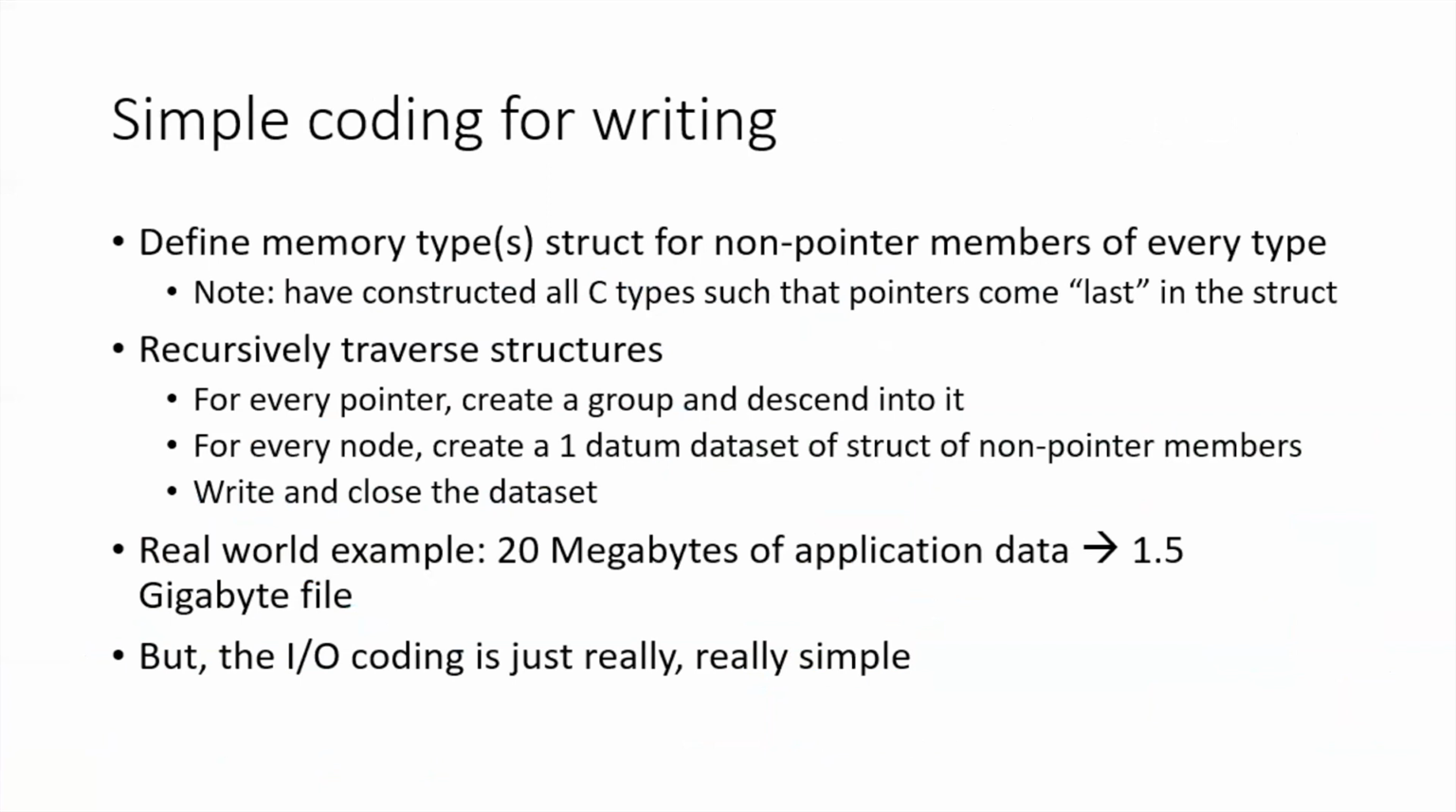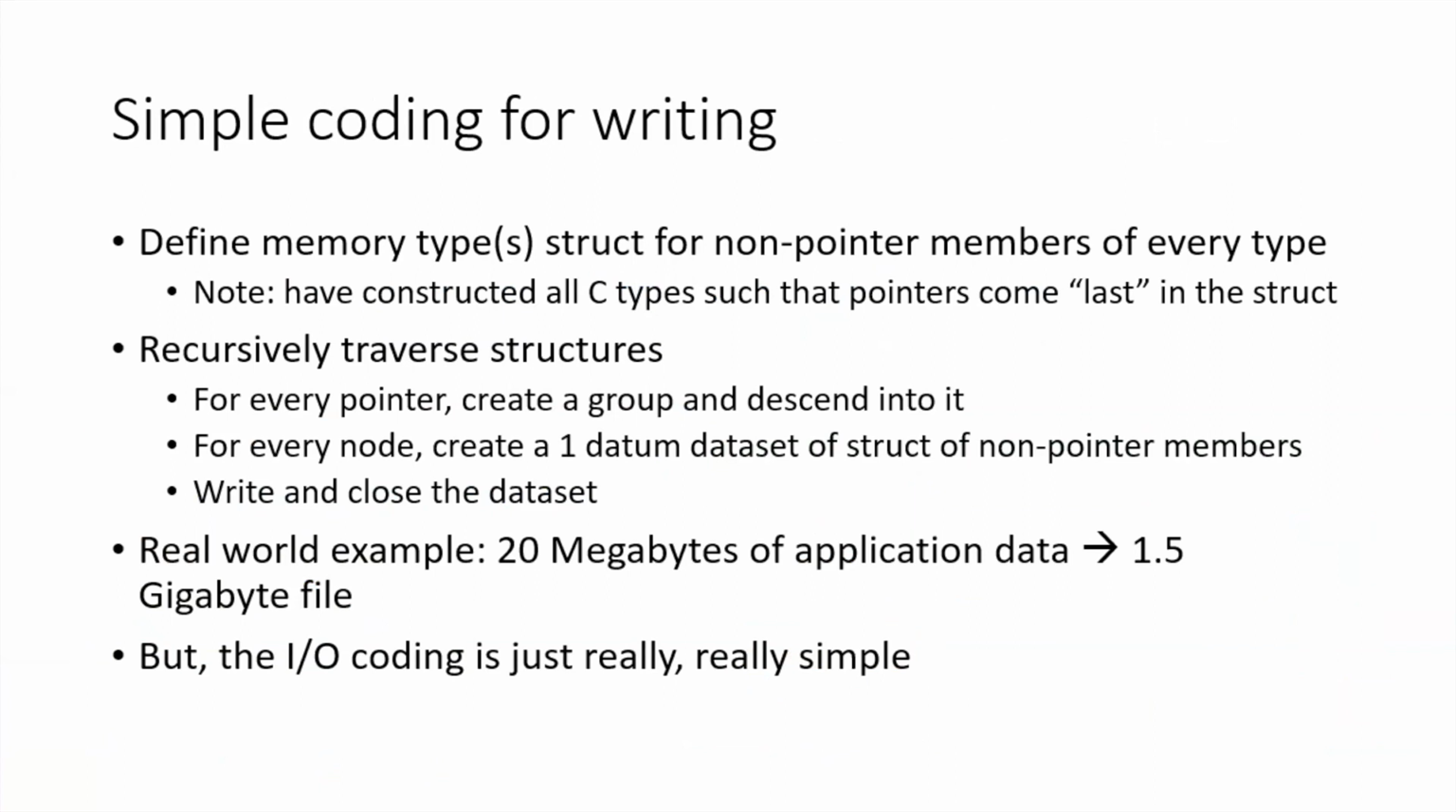The answer for a lot of developers that are completely naive to the HDF5 interface is we'll define memory types for all the non-pointer members of those three different types. And then we will recursively traverse those structures. And every time you cross a pointer, you create a group in the HDF5 file. And then every node, you create a one datum data set, which is all the members of that particular node. And that code to do that is just dirt simple. It's really easy to write. Unfortunately, it is horrendous in terms of I/O.